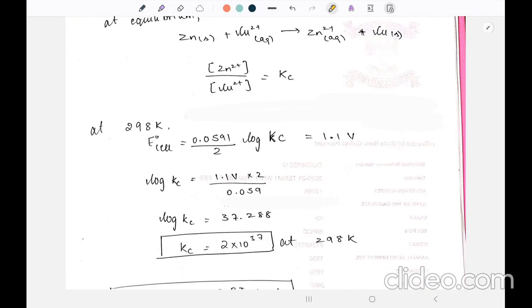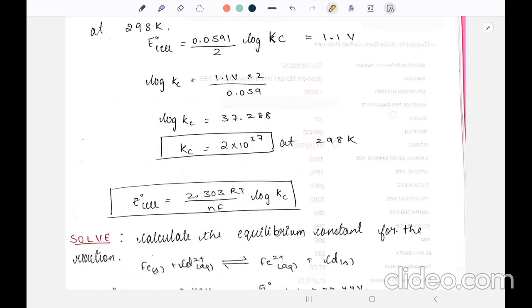And at 298 Kelvin we can actually write the equation to be E0 cell is equal to 0.059 by 2 log Kc, which can be equated to 1.1 volt, which we know is the EMF for a Daniell cell. So keeping this value this side and substituting all the other values, we get the answer of Kc to be 2 into 10 to the power 37. And since such a high value of Kc is obtained, it shows that the reaction has proceeded almost to completion before attainment of the equilibrium condition. And hence, the value of Kc will help us identify the extent of cell reaction.